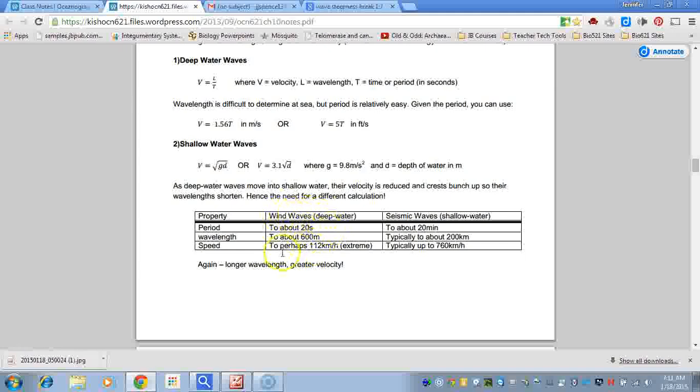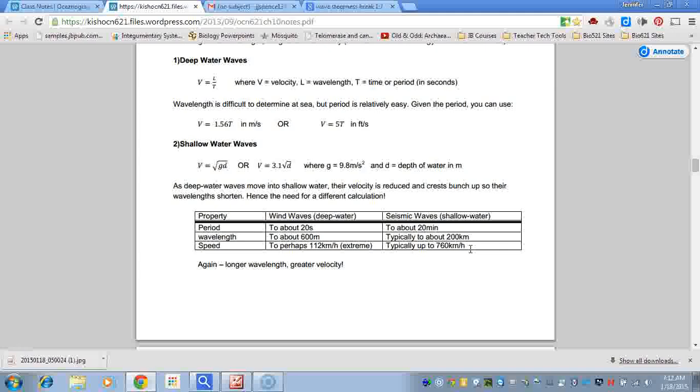So if you were looking at a deep water wave versus a shallow water wave, for instance, a seismic wave, remember that's a tsunami. The period for a deep water wind wave is up to about 20 seconds, and their wavelength can be up to about 600 meters. So their speed, if you calculate it, would be up to possibly 112 kilometers an hour. As opposed to a tsunami, where the period is about 20 minutes. So it takes about 20 minutes for one wavelength to basically pass by a given spot. The wavelength is up to about 200 kilometers, so much bigger. The speed, if you calculate it, is typically up to 760 kilometers per hour.